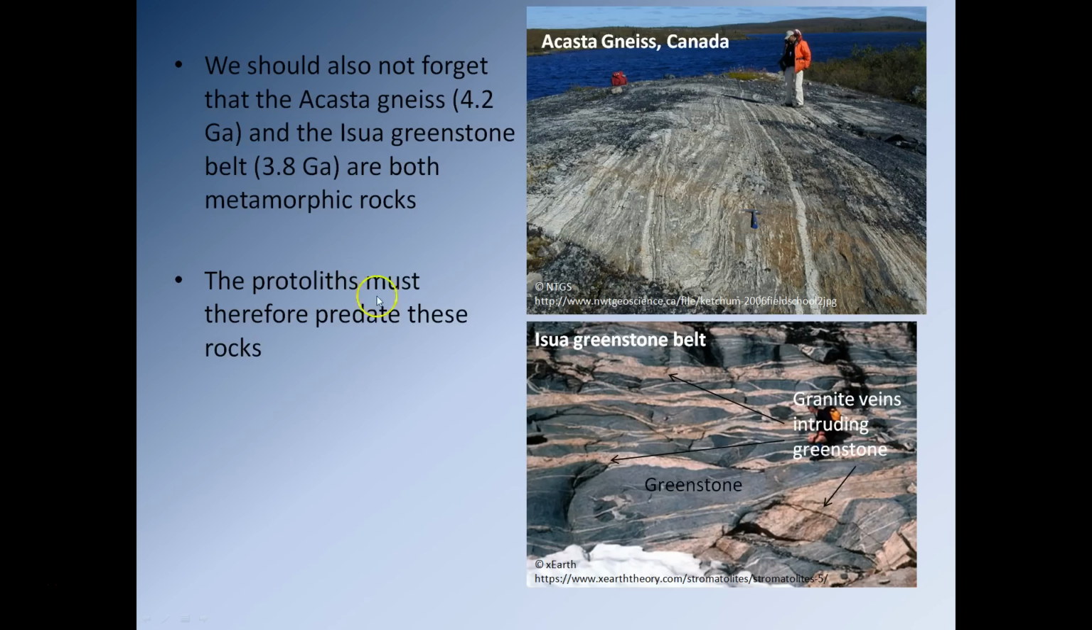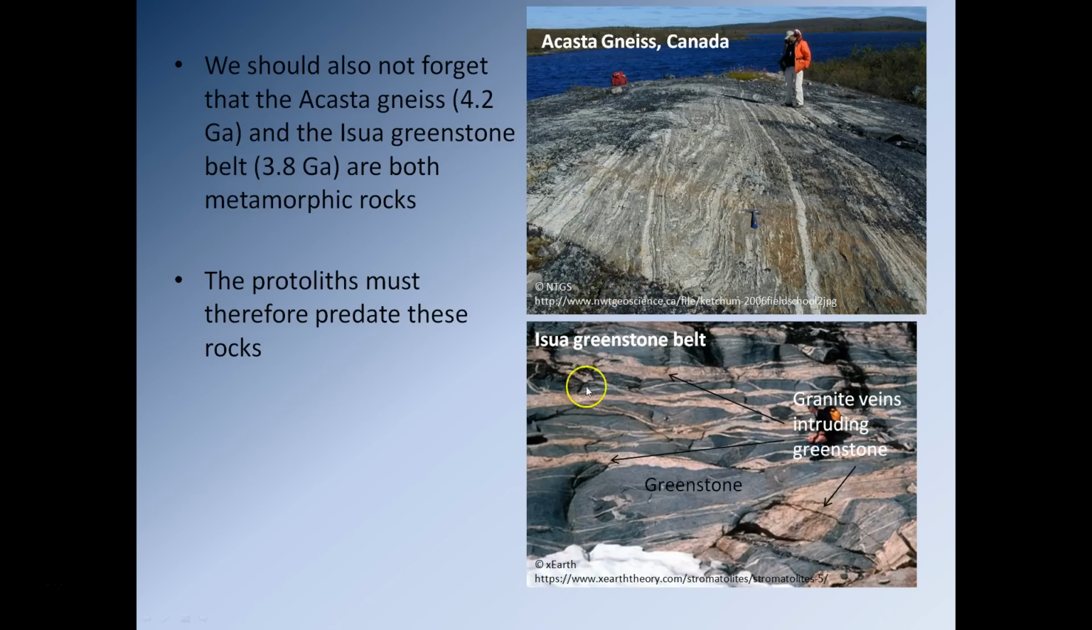Of course, the other thing is that both the Acasta gneiss and the Isua Greenstone Belt are metamorphic rocks. So that means that whatever rocks formed these two bodies of metamorphic rock, the protoliths have to have been considerably older, and therefore they have to predate them. The Isua Greenstone Belt might date to 3.8 billion years, but the rock that was metamorphosed to make it obviously has to be older than 3.8 billion years. So that's another piece of information that we need to keep in mind here.